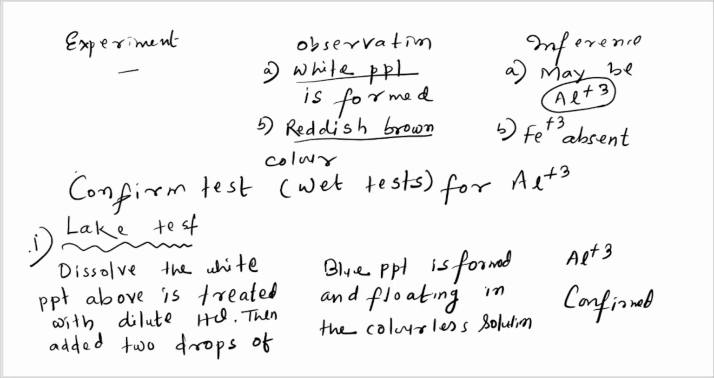And thanks again for watching my Al plus 3 cation, which is confirmed here, and the basic radical which is given is Al plus 3.